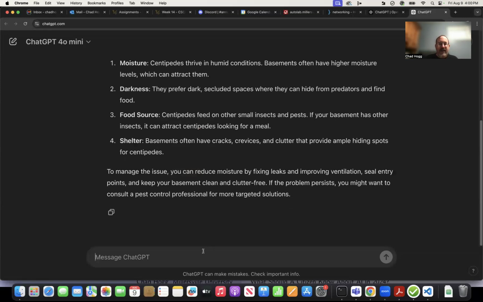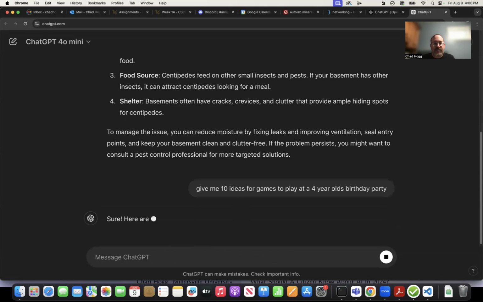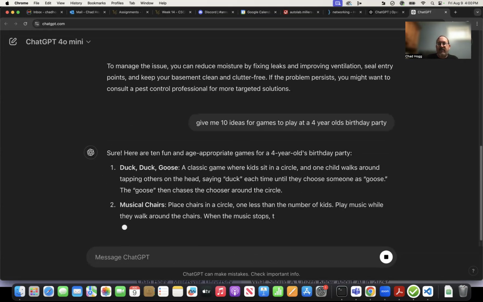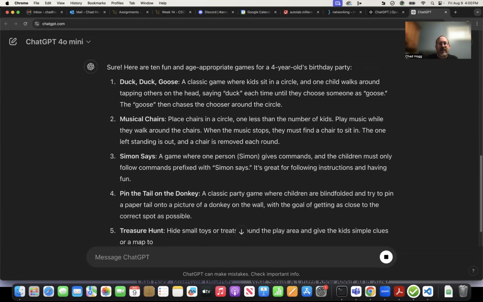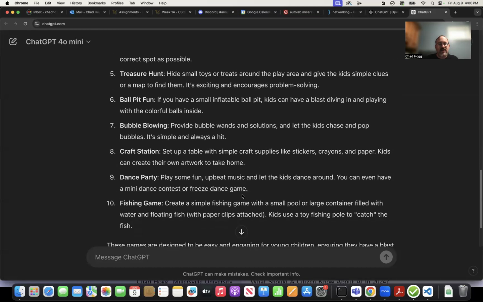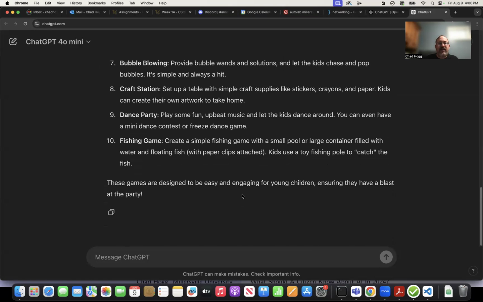Okay, another way I can use ChatGPT is to sort of generate ideas for me. Like I might say, give me 10 ideas for games to play at a 4-year-old's birthday party. And it'll give me 10 games. Duck, Duck, Goose, Musical Chairs, Simon Says, Pin the Tail on the Donkey, Treasure Hunt, etc., etc.